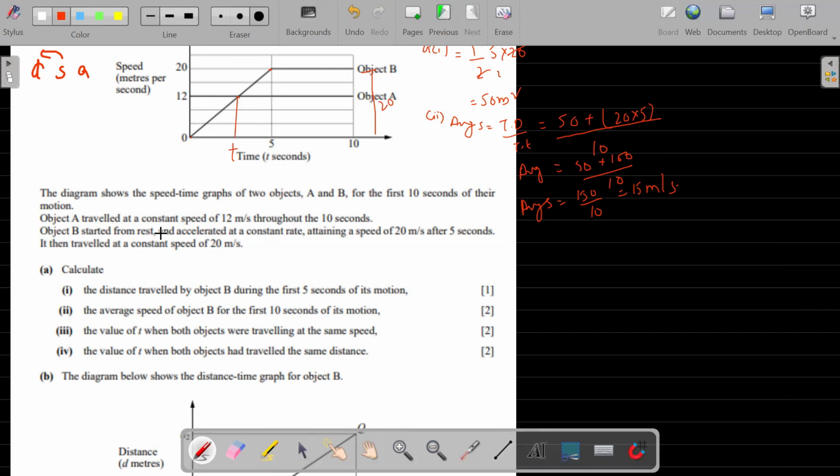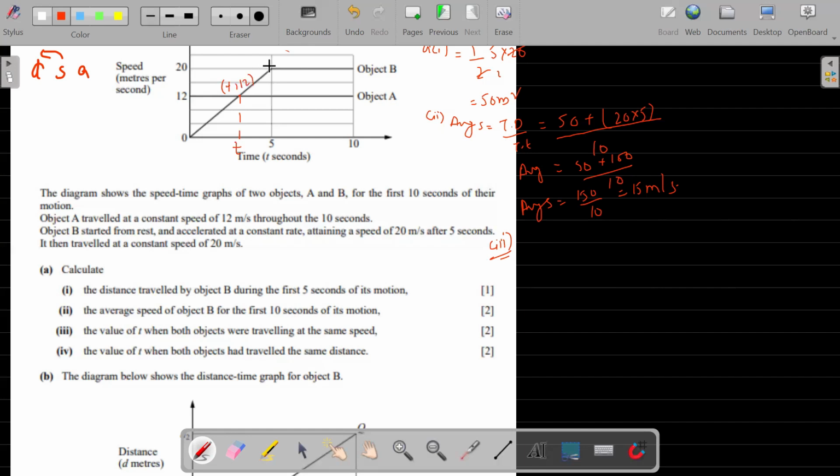Because we have to calculate the value of t when both objects were traveling at the same speed. So we are considering that this time is t. As we have no clue about it, I'm going to equate their gradients, okay? Because they were traveling at the same speed with a constant rate, their acceleration is supposed to be the same. Okay, when their accelerations are the same, let's figure out their time.